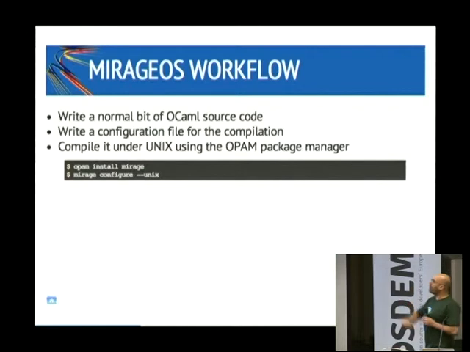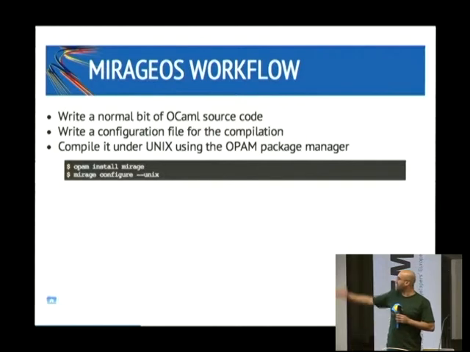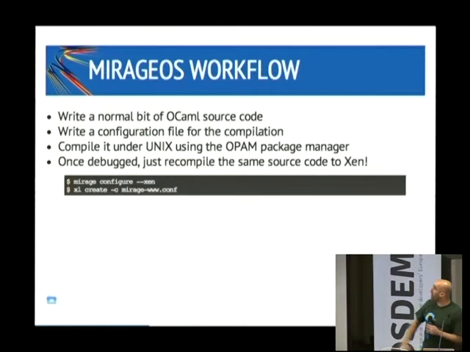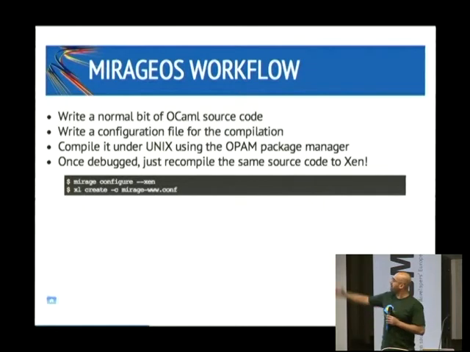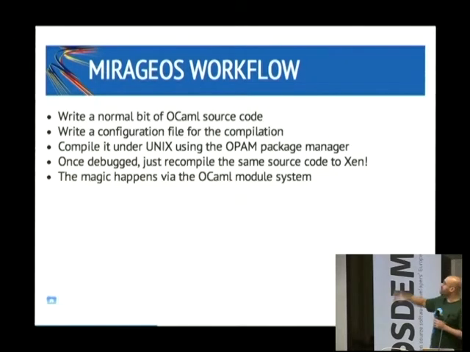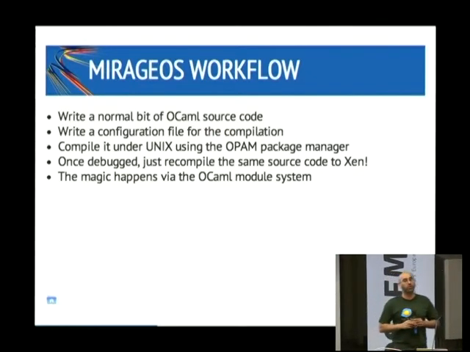At this point, I can just build this whole thing under Unix, be it Linux, BSD, or Mac OS X. I just use this Homebrew-based, in the case of Mac OS, package manager called OPAM that we wrote. And then we configure it for Unix, and we have a Unix binary. At this point, I've debugged my very simple application, and I want to deploy it on Xen. All I have to do is just recompile the same source code by just adding a configuration flag, and the toolchain will give me a Xen kernel instead. And the Xen kernel has no requirement on Linux or any kernel devices. It's just a specialized microkernel. And all of the magic happens via the OCaml module system. The reason we picked OCaml is because it's based on functional programming, and it has one of the most powerful module systems of any language.